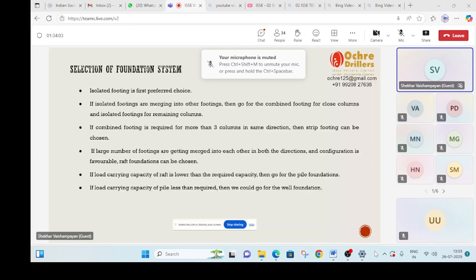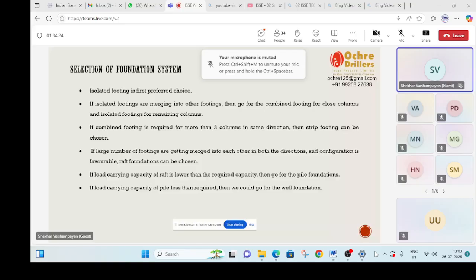But if the pile foundations are also not giving you proper performance, then you can ultimately go for a well foundation, like in case of marine structures, or bridges, or very rarely for other structures. Like Taj Mahal, you might be knowing that Taj Mahal has got well foundations, just as an example.